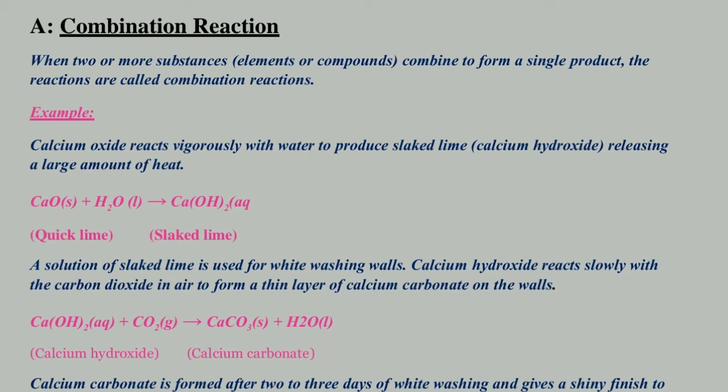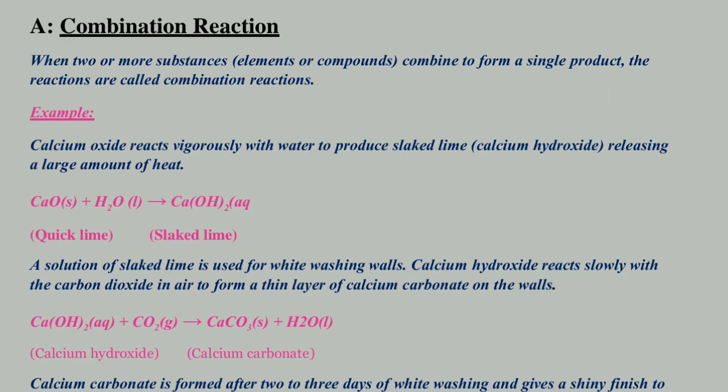A solution of slaked lime is used for whitewashing walls. Calcium hydroxide reacts slowly with the carbon dioxide in air to form a thin layer of calcium carbonate on the wall. For this example, we can see the reaction Ca(OH)2 in aqueous form plus CO2 in the gaseous form makes CaCO3 plus H2O.